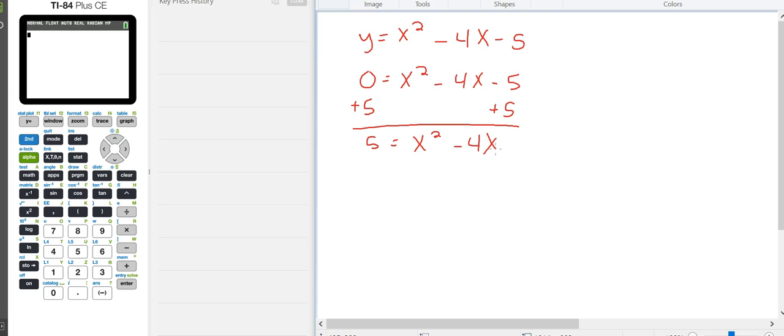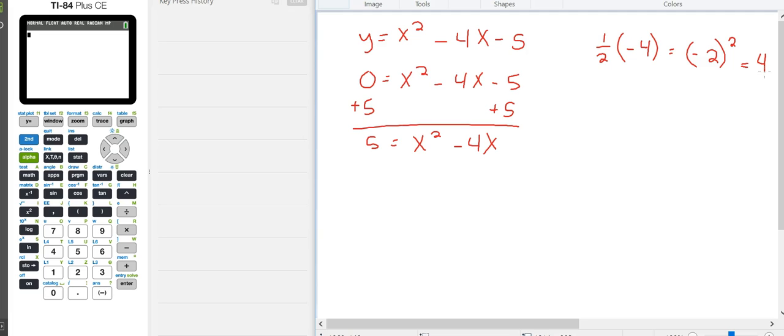Now we need to make the right-hand side of the equation, the side of the equation with the x's, into a perfect square trinomial. To do that, we're going to take 1/2 of b and square it. 1/2 of b, 1/2 of negative 4, is negative 2. Then we're going to square negative 2. Negative 2 times negative 2 is positive 4.